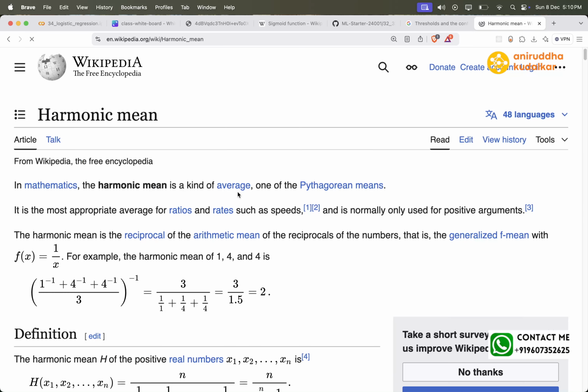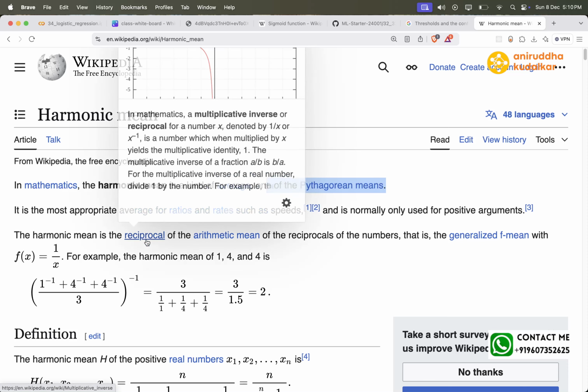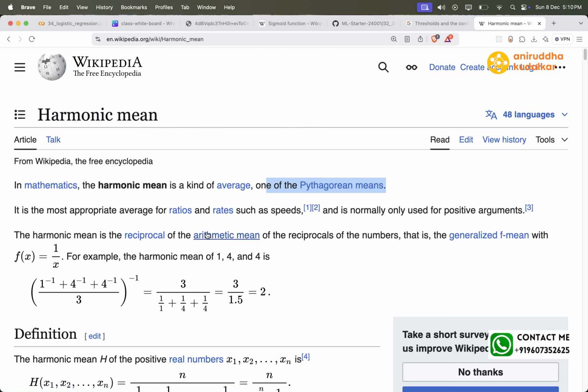Harmonic mean, in mathematics, is a kind of average, one of the Pythagorean means. It is the most appropriate average for ratios and rates such as speeds, and is normally used for positive arguments.